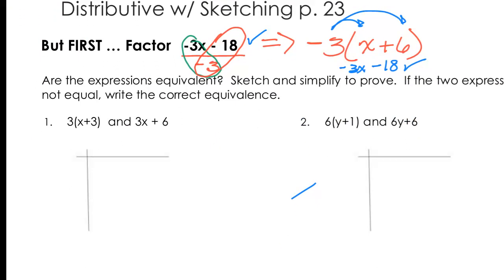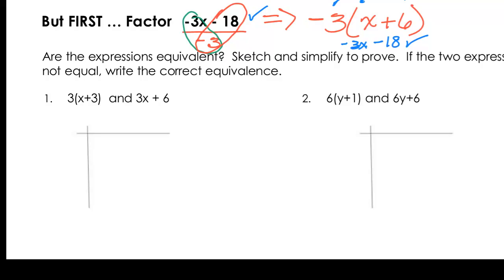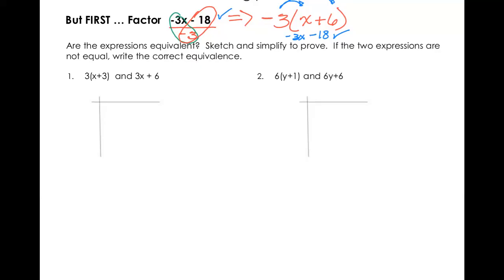All right, now let's get into these expressions below. It says, are the expressions equivalent? Sketch and simplify to prove. If the two expressions are not equal, write the correct equivalence. Okay? So you may already know whether they are equivalent or not, but we want to be able to do a sketch with those. All right?